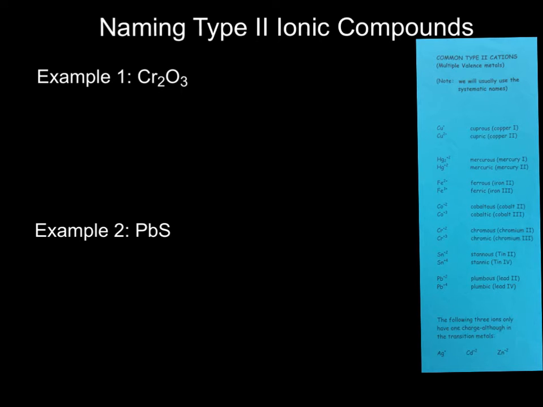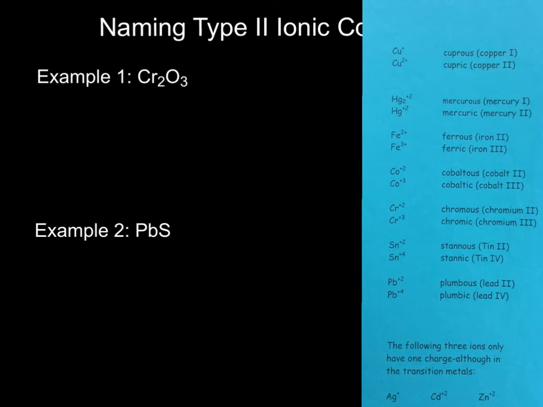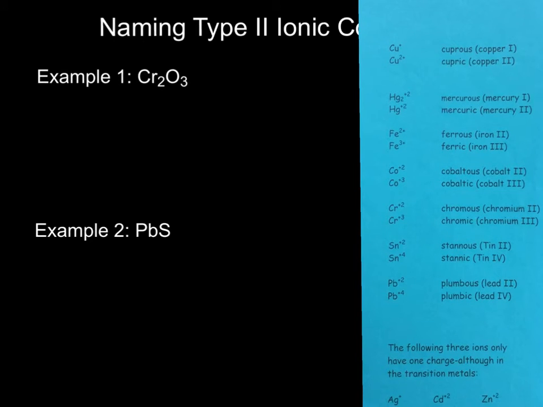Alright, now naming type 2 ionic compounds requires a little bit of work. We have to unpack the formula in order to figure out what charge our transition metal is. What I mean by unpacking is we have to uncrisscross. So let's take a look at our first example, Cr2O3. We have to name it. We know it's going to be a chromium oxide of some sort, but we're not sure which chromium, because when we look at our chart here, we see that chromium has 2 different charges, +2 or +3. So we're either going to have to name this chromous or chromic oxide. How do we figure that out? We have to look at the subscripts.